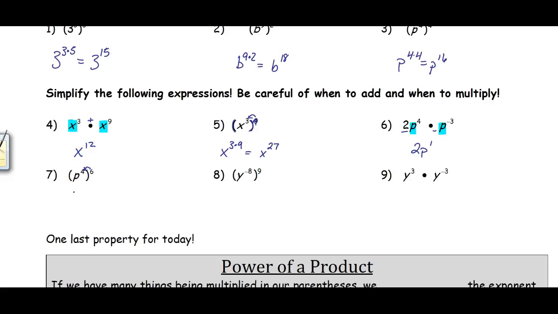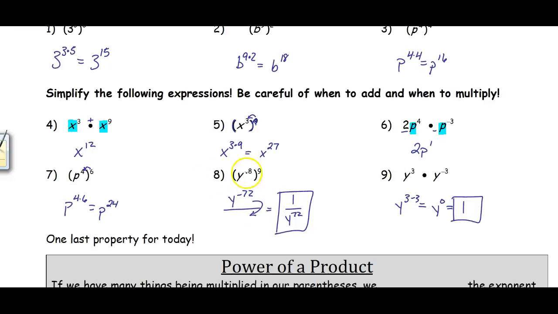And number 7, you're going to go ahead and multiply 4 times 6, and you get p to the 24th. Okay, go ahead and try number 8 and 9, and we'll check back in a second. All right, so remember at number 8, if you multiply them together, 9 times negative 8 is negative 72. You cannot have a negative exponent, so you've got to move that to the denominator. All right, number 9, just because you do 3 minus 3 and you get 0, that does not cancel out the entire variable. Remember, y to the 0 is actually going to end up equaling 1.